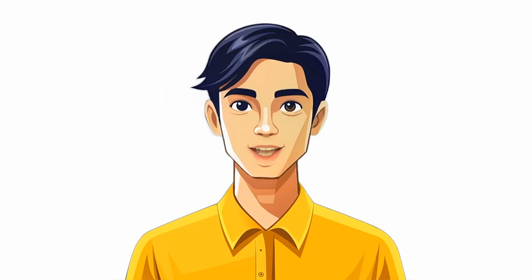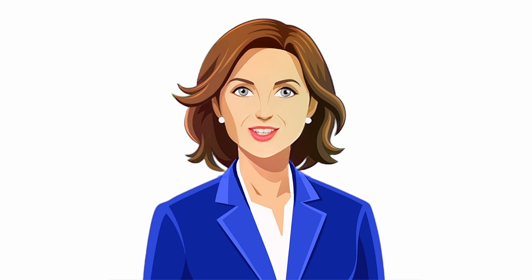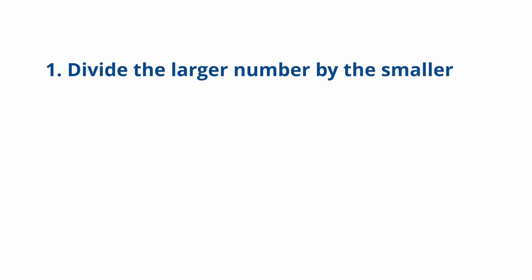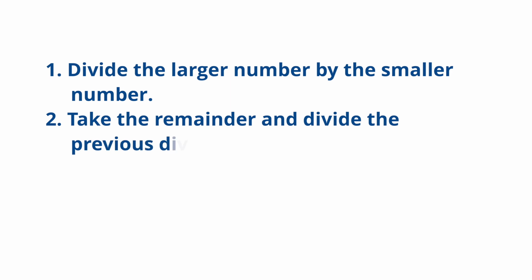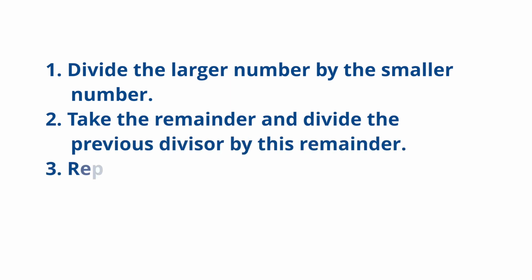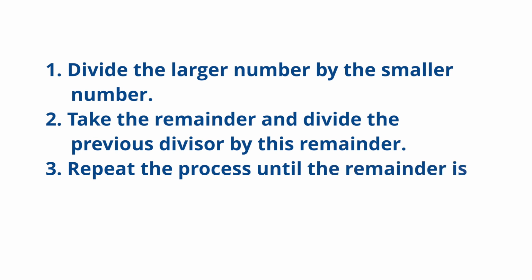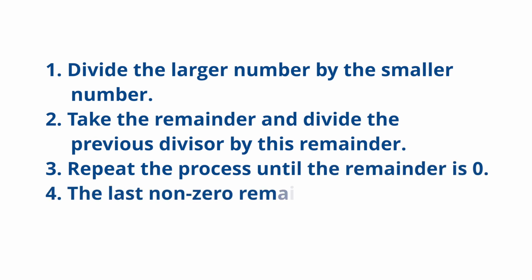Can you explain the Euclidean algorithm? Sure. The Euclidean algorithm is an efficient way to find the HCF. Here's how it works. Divide the larger number by the smaller number, take the remainder, and divide the previous divisor by this remainder. Repeat the process until the remainder is 0. The last non-zero remainder is the HCF.